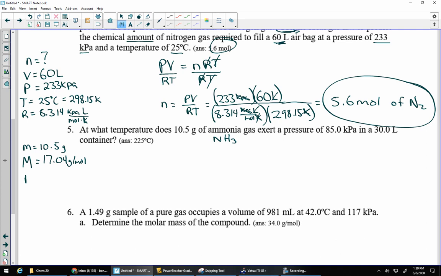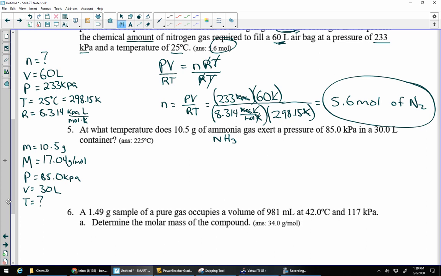We've got our pressure is going to be equal to 85.0 kPa. We got our volume is 30 liters. And it is asking us for what temperature, so T is our question mark. Nice. So first thing, like we already mentioned, in PV is equal to nRT.